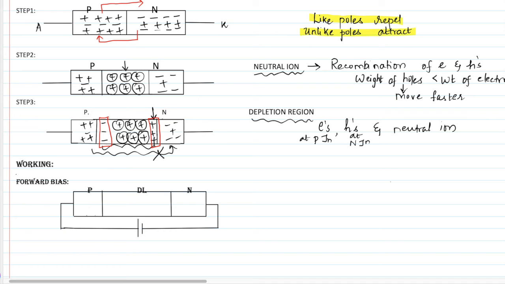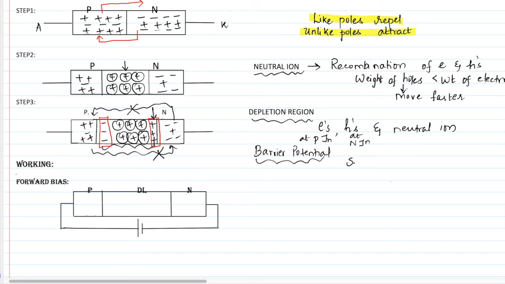Therefore they also can't move to the P layer. Now the recombination is stopped. Once the recombination is stopped, there is a potential that is generated, and that potential is called the barrier potential.